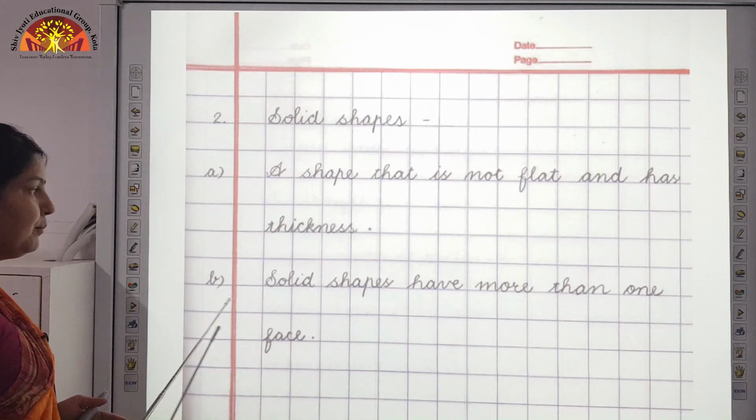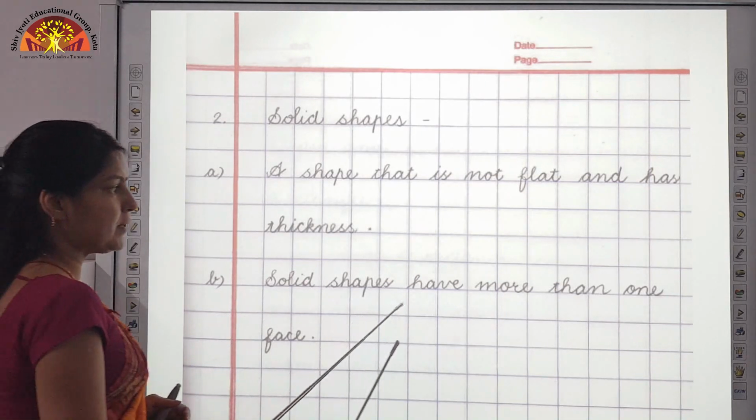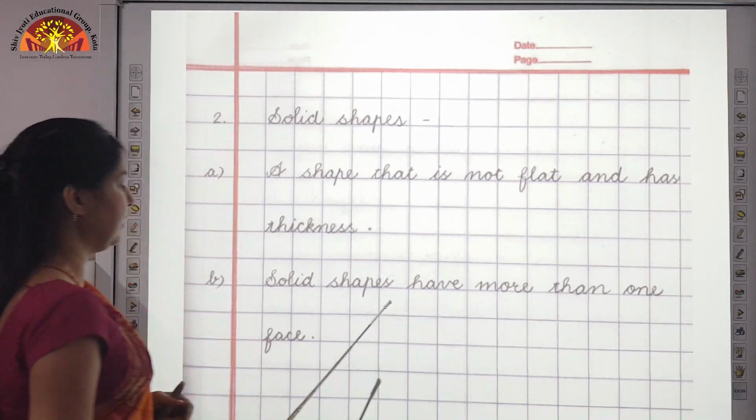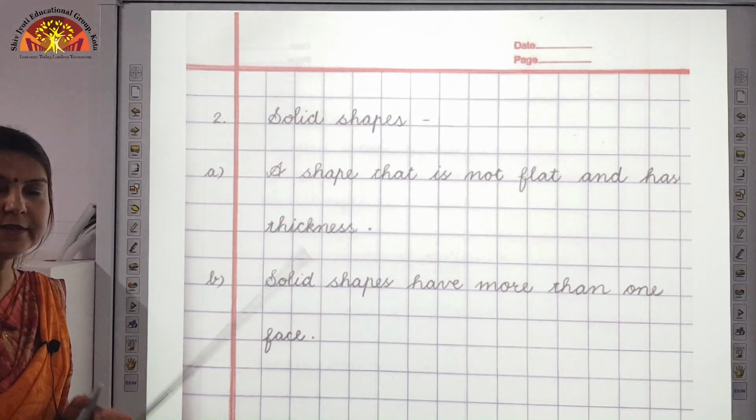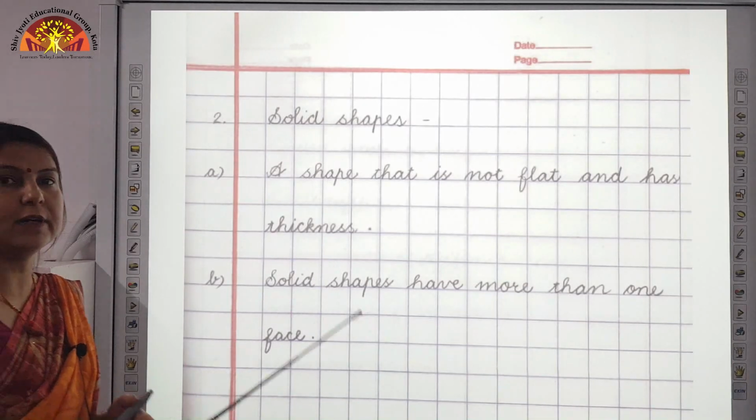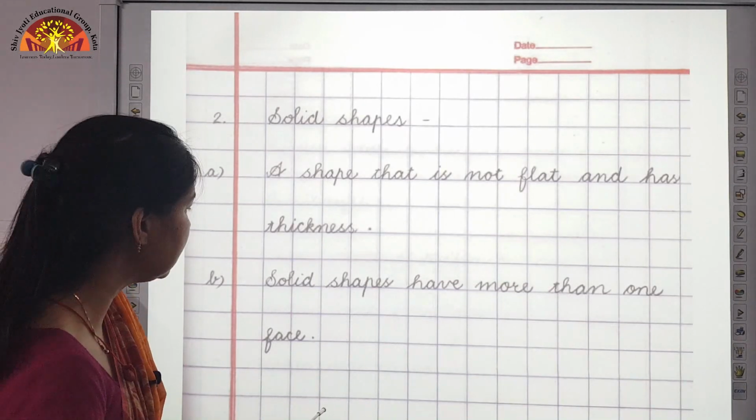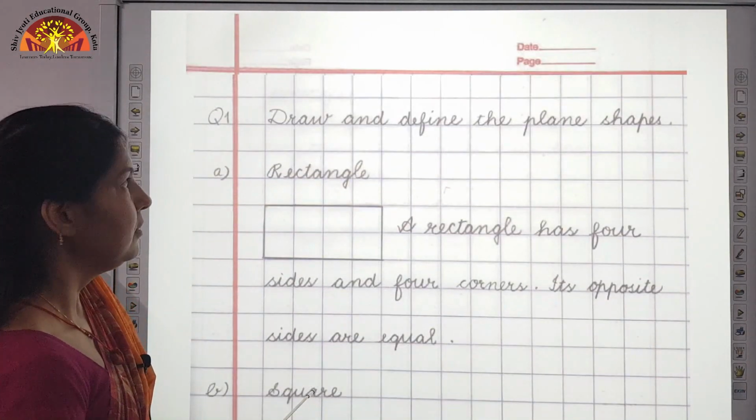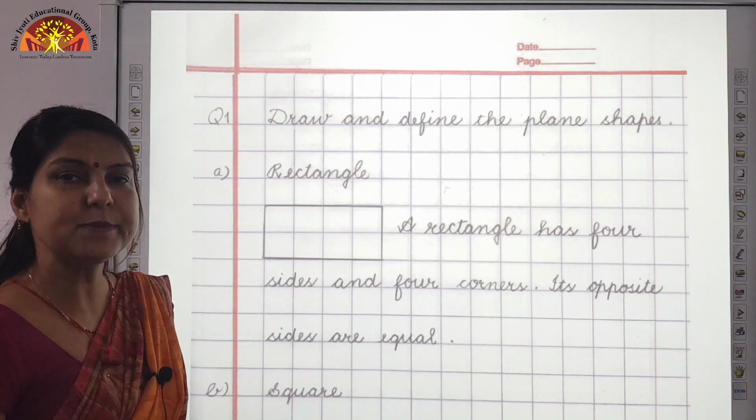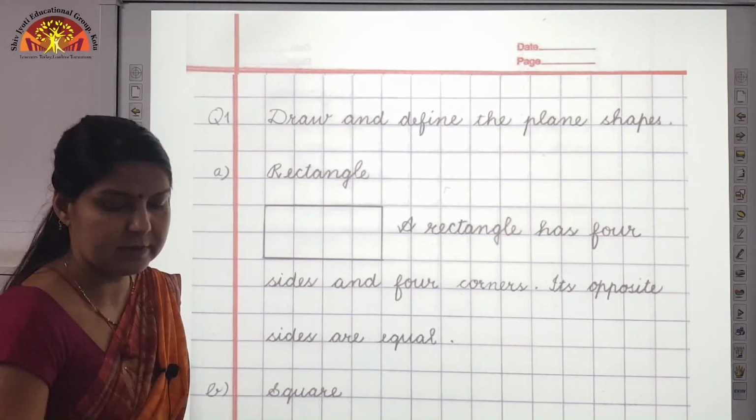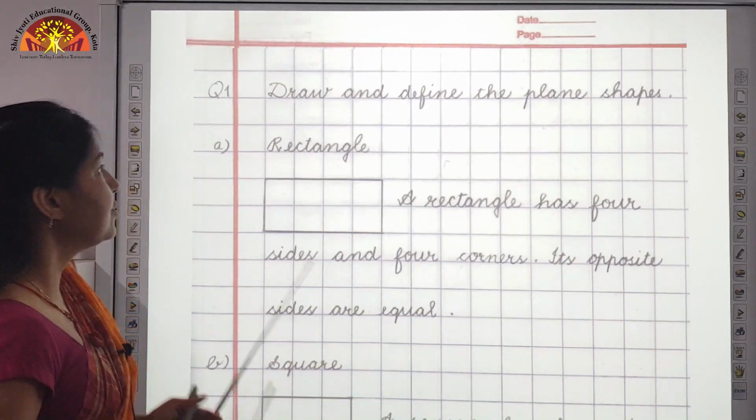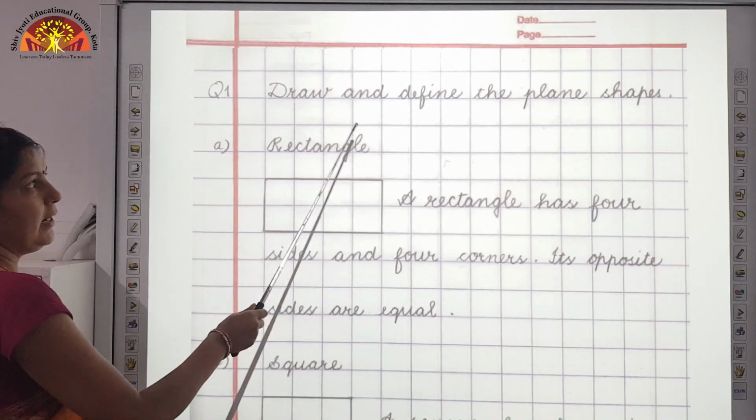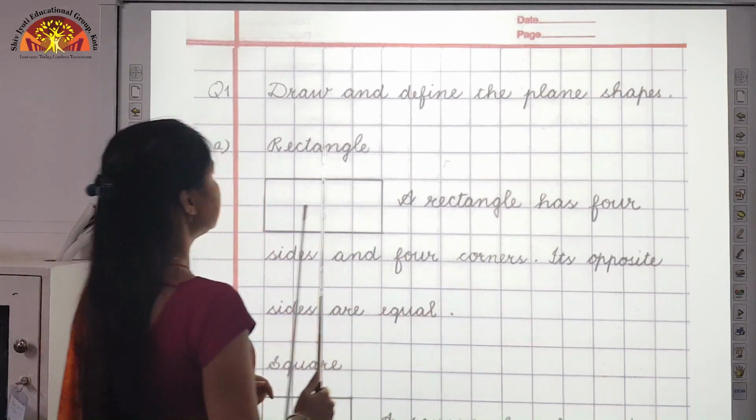Okay. Now, B: solid shapes have more than one face. Solid shapes have more than one face. Now we will see how we will draw plane shapes and how we will draw solid shapes. Now look here, question number 1: draw and define the plane shapes.